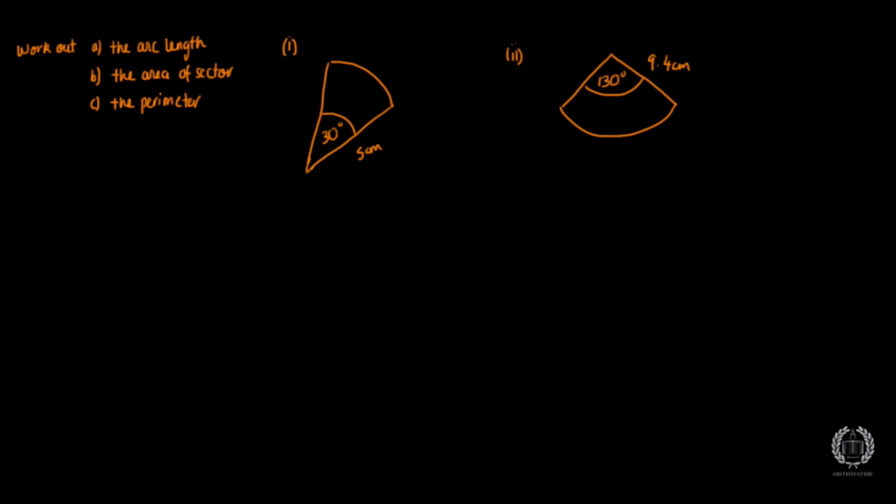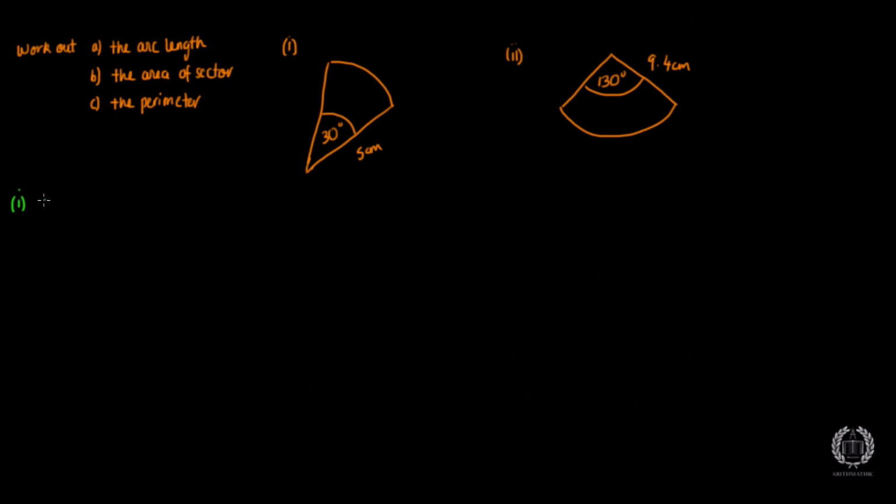Okay, so try and do these questions. There's two questions. The first one, you have a sector with 30 degrees and 5 centimeters. And you have another sector in this one, which is 130 degrees and 9.4 centimeters. So try these questions, pause the video, try them out, and then once you finish, play the video back and see if you got the answers right or wrong. Right, so if we go straight to the first one, let me put that as I.